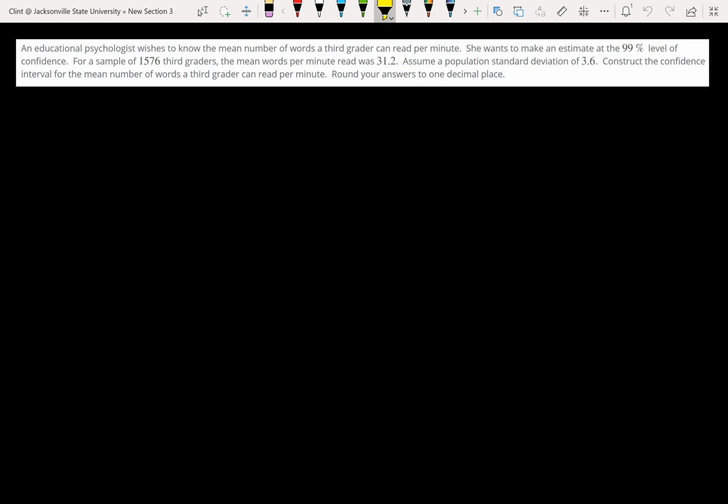Okay, so here it says for a sample of 1,576 third graders, the mean words per minute read was 31.2. So that is going to be our sample mean. That's what we're gonna start with, x bar, 31.2. And then we want to build our confidence interval around that initial starting point, around that sample mean. Okay, and we're going to use our confidence level and our information we have from our data to do that.